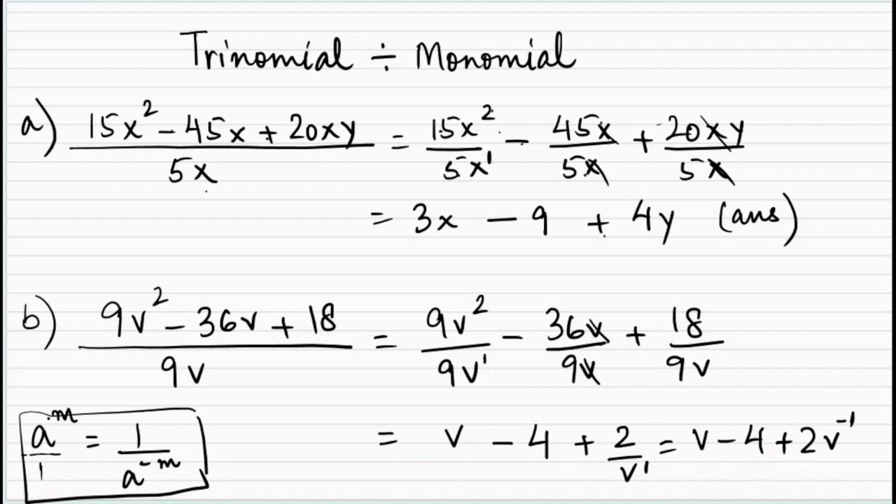So when any power like a to the m changes its place from numerator to denominator or vice versa, the exponent becomes negative. So this v is in the denominator. If I am bringing it to the numerator, then this positive 1 will become negative 1. So this 2 over v becomes 2v to the exponent minus 1. That's our answer.